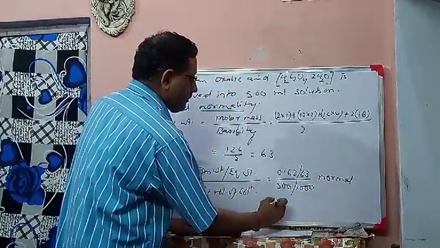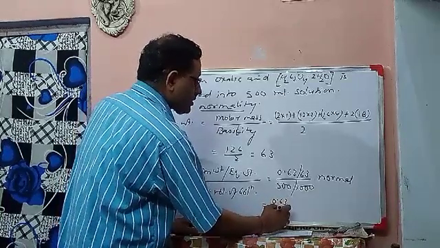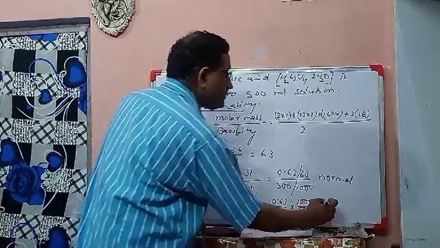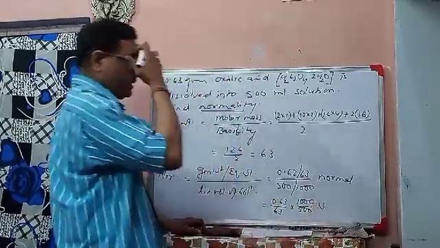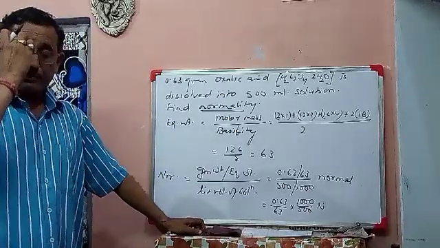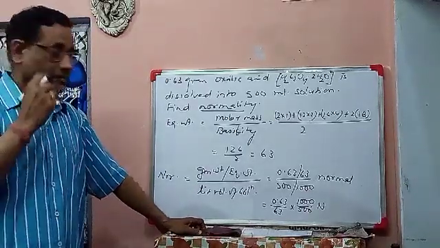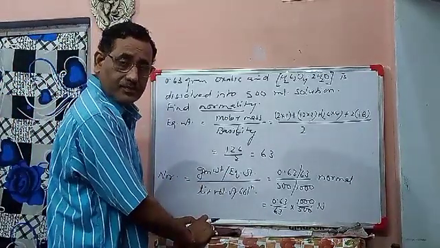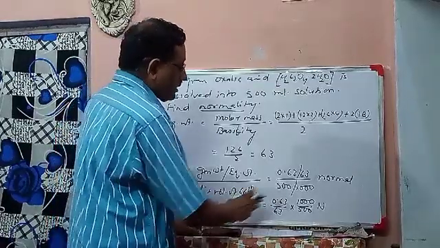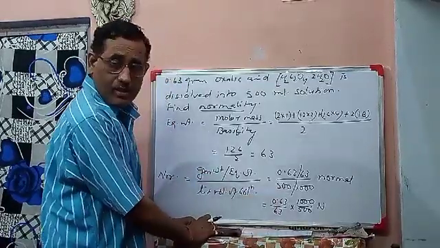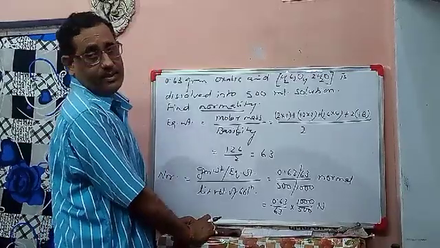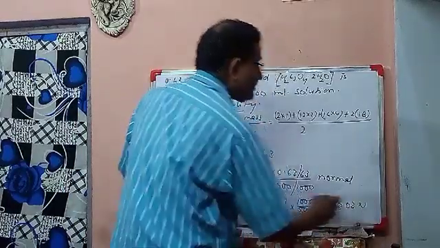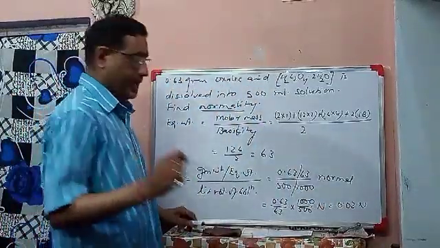It will be 0.63 upon 63, that is 1000 upon 500 normal. You can write the answer. Clear? Divide this. It will come to 0.02 N normal. That is 0.02 N. You can try numericals on this.